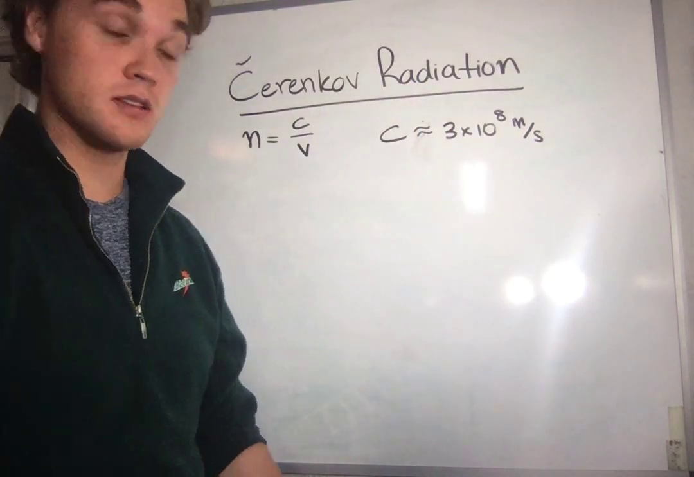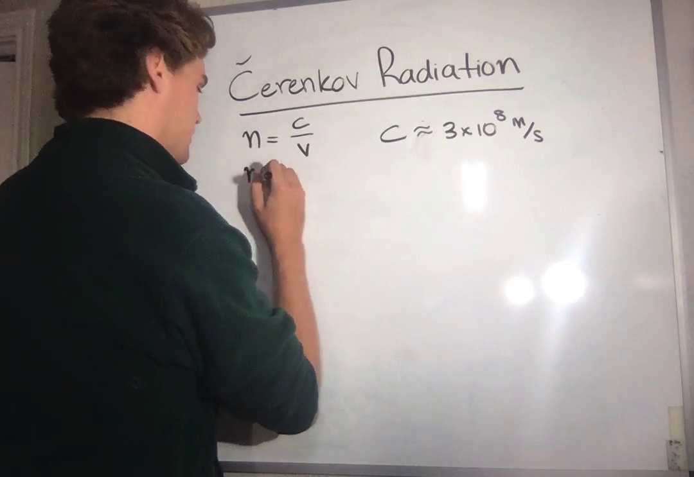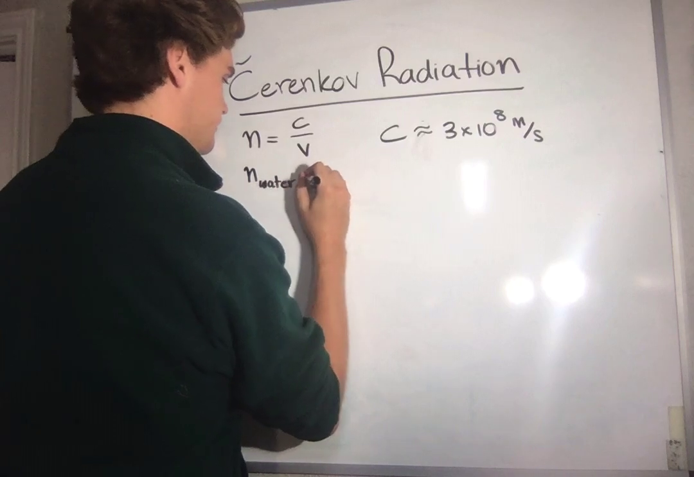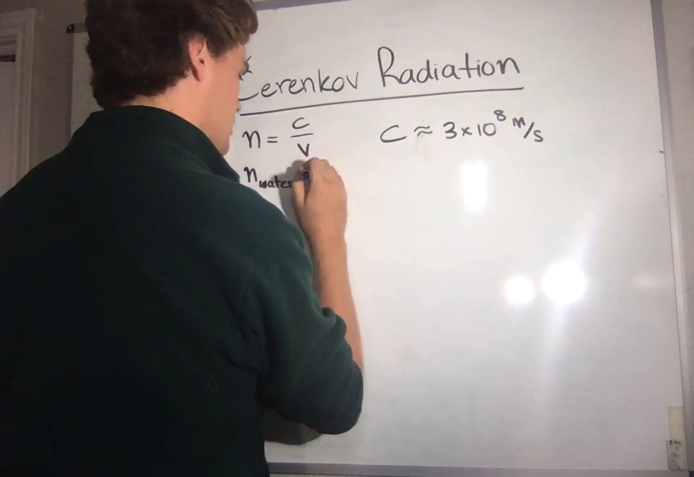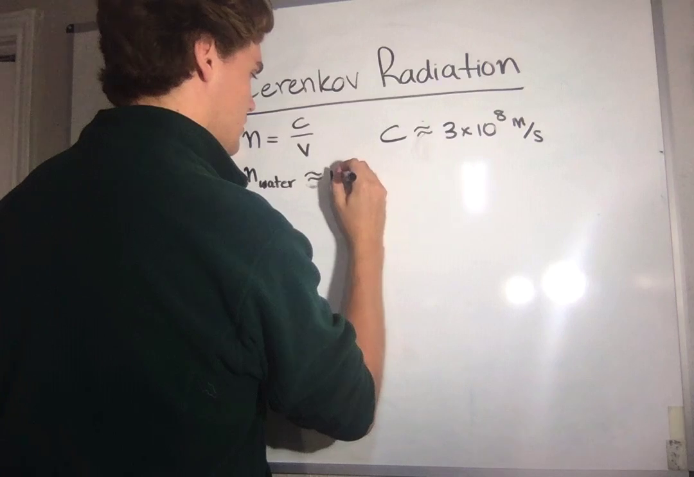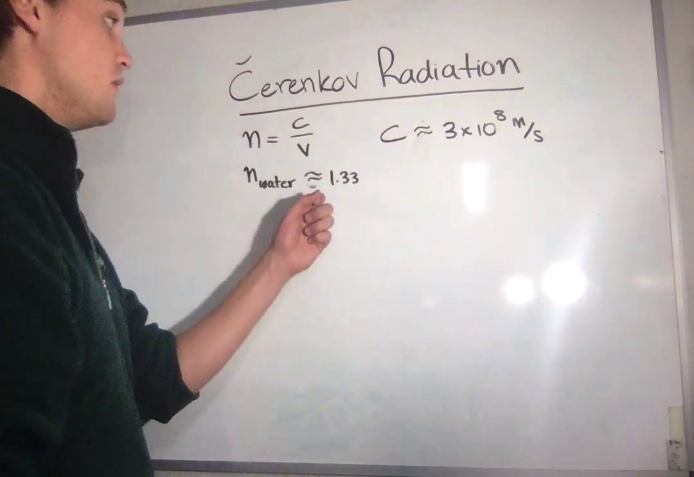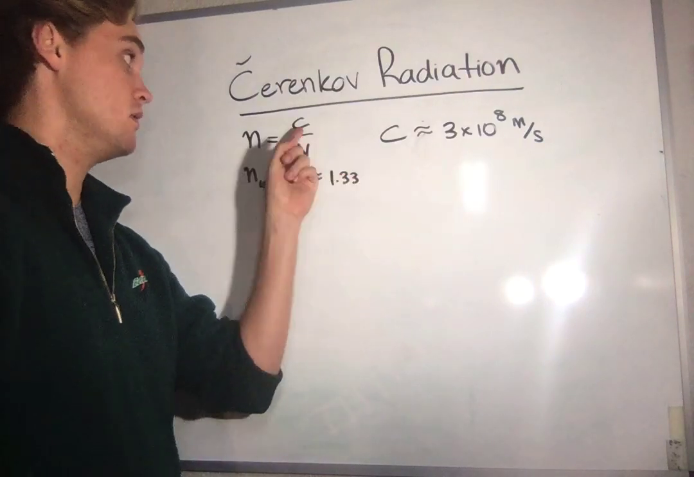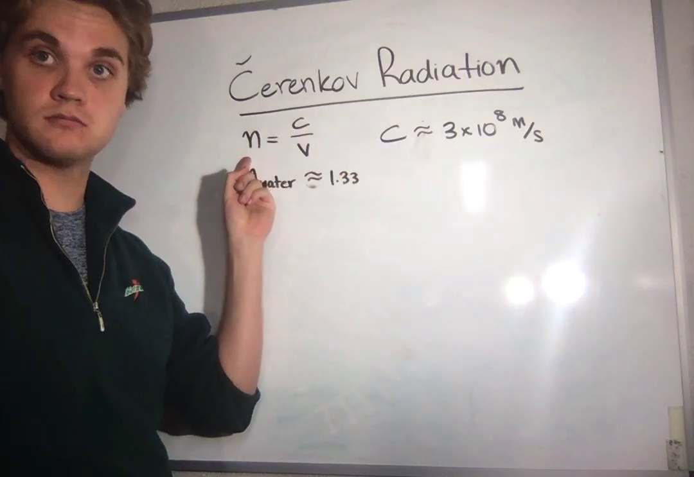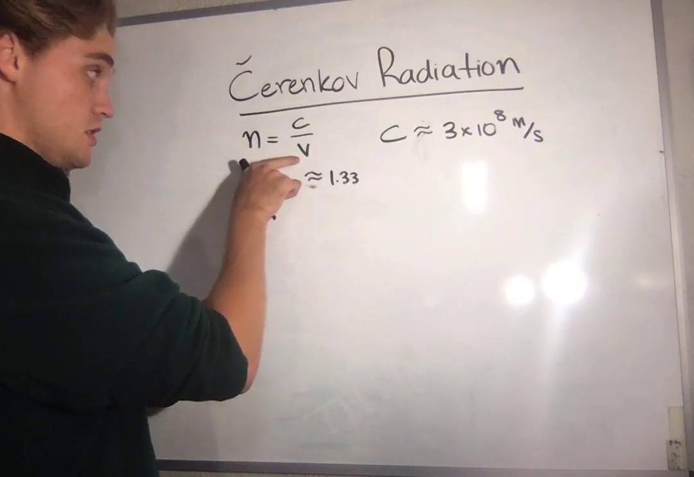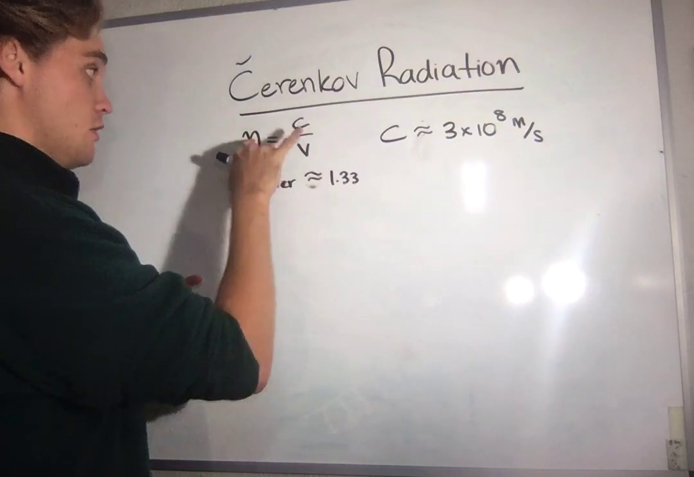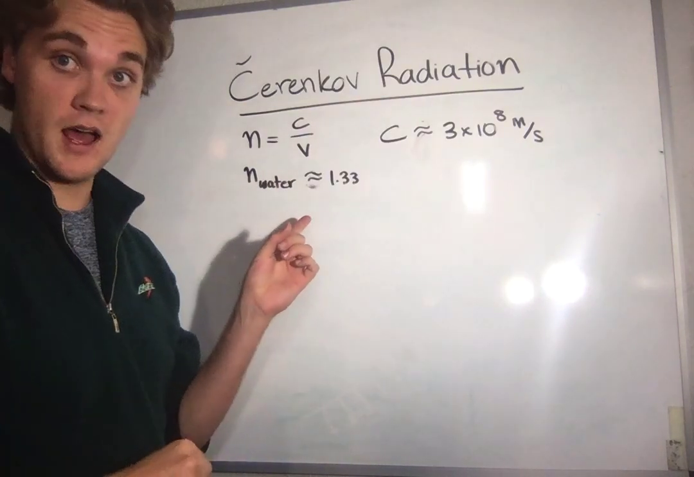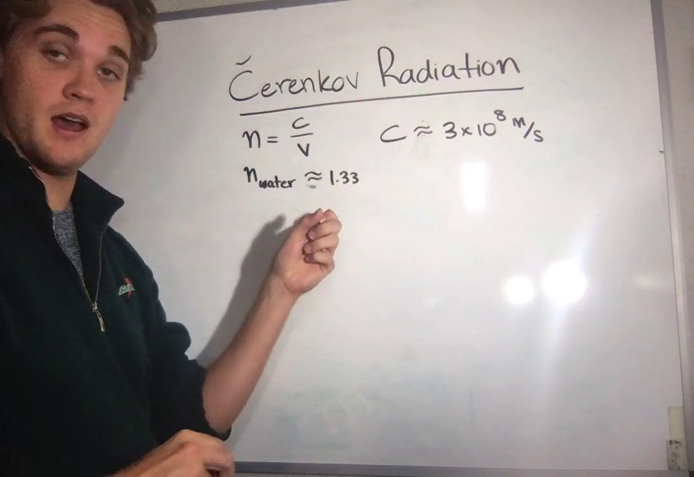However, if you are in, say, water, which has an index of refraction of about 1.33, the speed of light is no longer that. It's now c divided by n, because v, the speed of light in a medium, is equal to c divided by n. So I can go faster than that.